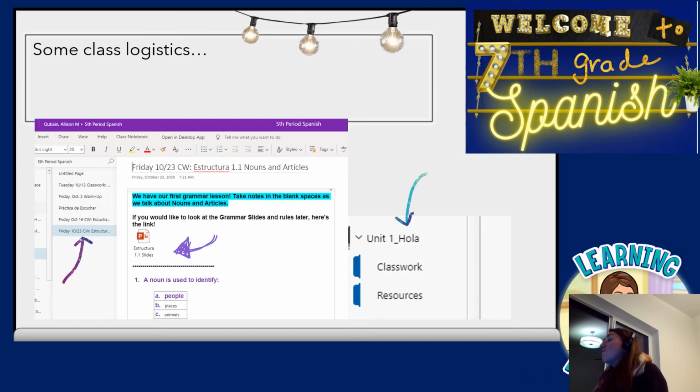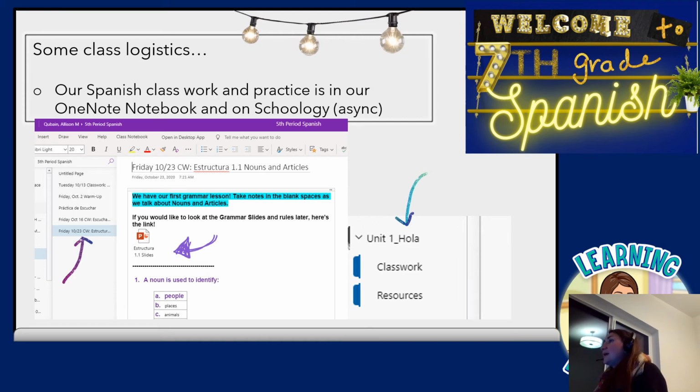So, for some class logistics for Spanish class, our Spanish class work and practice is in our OneNote notebook. And it's on Schoology. So if we're working together in class live, it's going to be in our OneNote notebook. And so students can click on their classwork or their resources, and they'll find their classwork listed by the day. For their asynchronous work, or the work that they do independently or with me in office hours, it's on Schoology. And so they can find those assignments on Schoology.